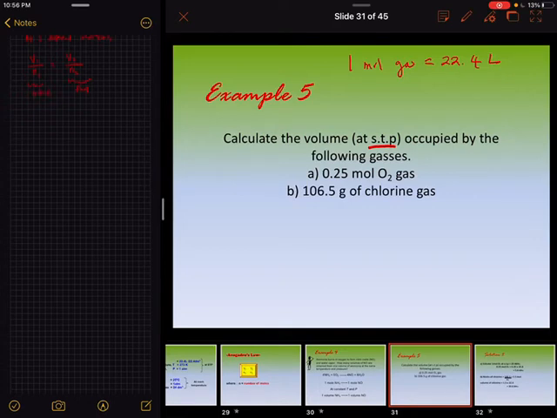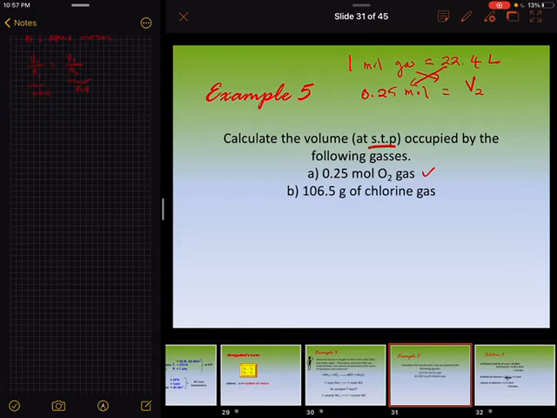Okay, dan dalam soalan ni, dia minta kita untuk siapa? Untuk 0.25 mole of oxygen gas. Okay, so we already have the mole here, which is 0.25 mole. Okay, so volume, you can find the volume untuk yang kedua tu lah, dengan menggunakan darab silang. Okay, kalau you tak nak pakai darab silang, you can use the formula.